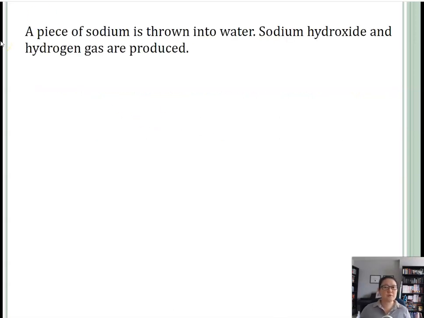So here's an example of a chemical reaction being described. A piece of sodium is thrown into water. Sodium hydroxide and hydrogen gas are produced. From here, some of the formulas are going to be fairly obvious. Sodium is an element, and you have your periodic table to find it from. For sodium hydroxide, you use the nomenclature rules to figure that out as well.